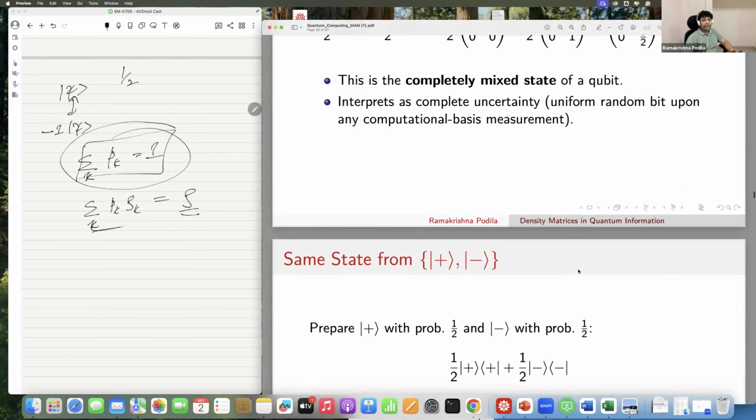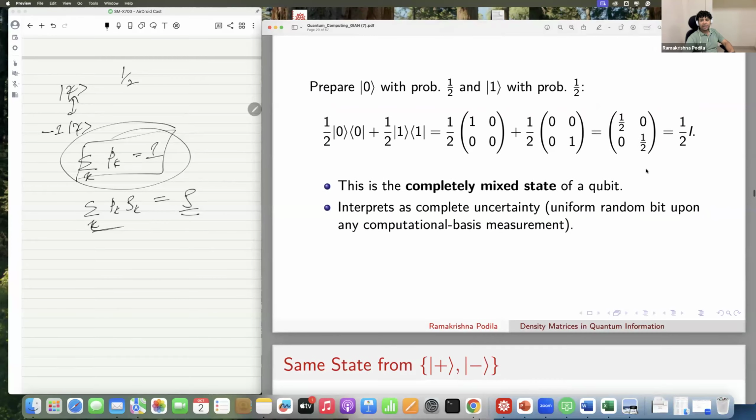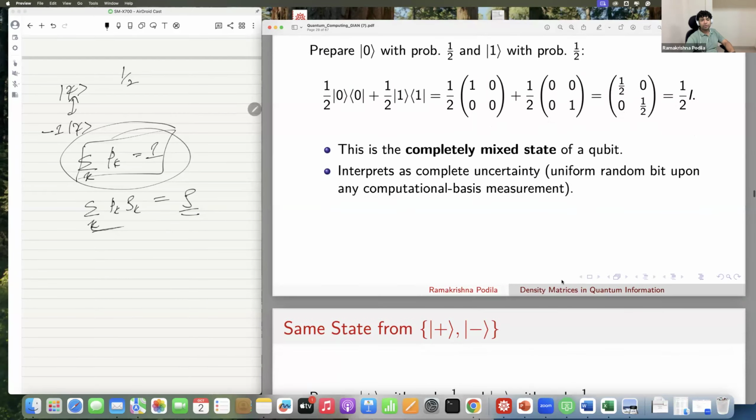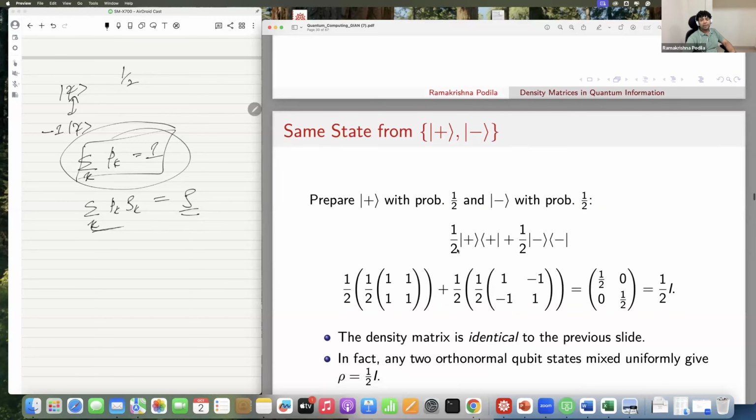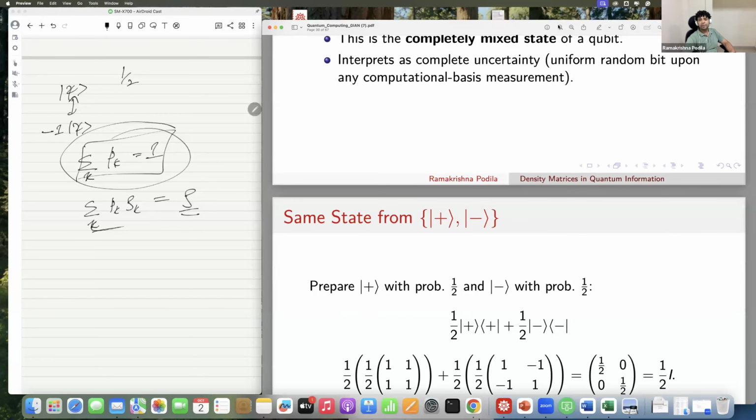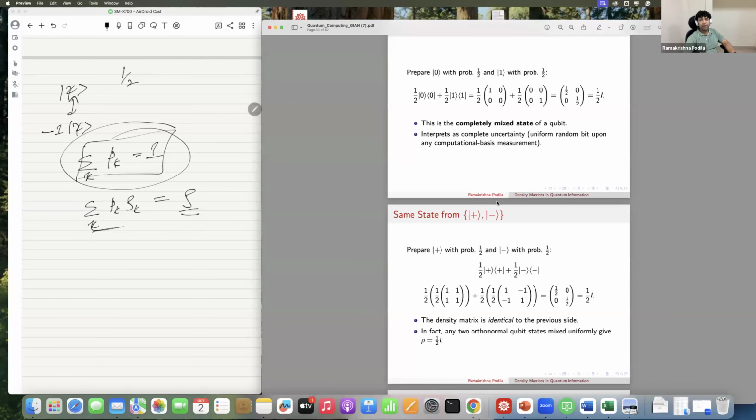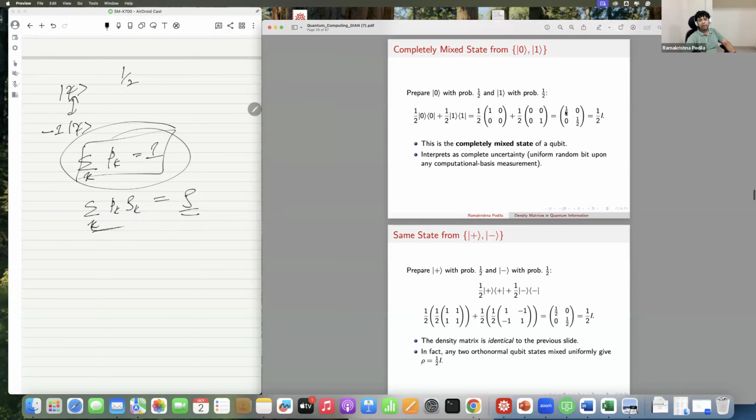If I combine plus and minus, I would get the same half identity. You see? If I combine plus and minus, I would get the same thing. The density matrix is identical in both cases, which means you cannot really tell whether you are going to get up or down. Again, up or down means whatever the basis is. Here our basis is 0 and 1, and here our basis is plus and minus. So the matrix itself looks identical, but the bases are different.